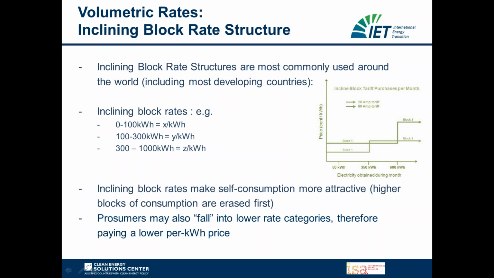You have an incentive because you always want to cut off the highest block, which is normally in frequent cases also coinciding on a timely basis with peak electricity generation from solar PV. So you're able to erase this block from your electricity bill, and maybe you can even fall into a lower overall category of rate payment.